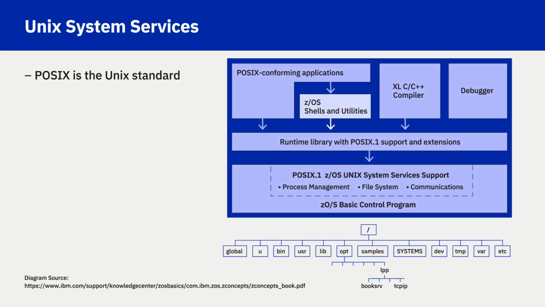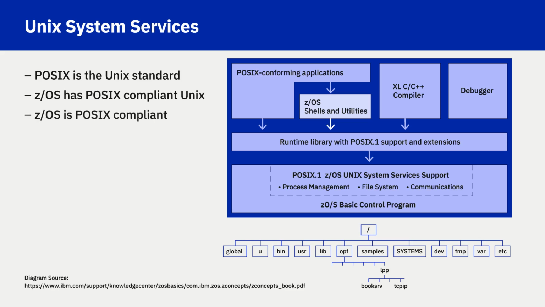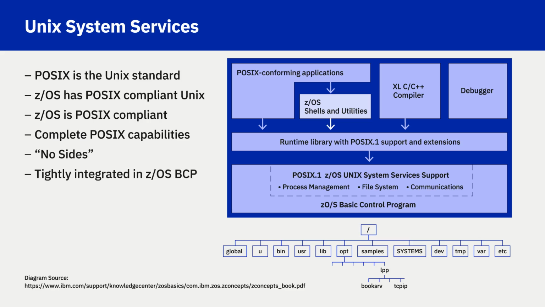POSIX is the Unix standard. z/OS has POSIX compliant Unix. z/OS is POSIX compliant with complete POSIX capabilities. z/OS has no sides between Unix and MVS. Unix is tightly integrated in z/OS BCP with full Unix file system support.